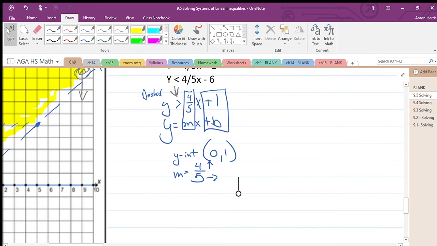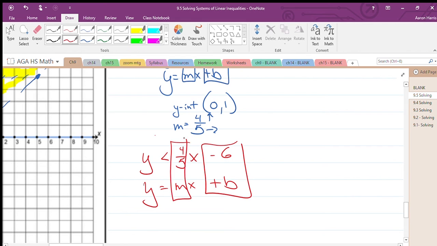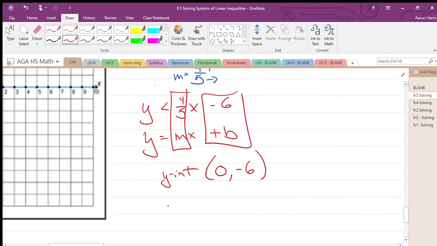I have y is less than 4 over 5x minus 6. So here we go. y equals mx plus b. My b is negative 6. My slope is still 4/5. So my y-intercept is what? 0, negative 6. My slope is what? 4 over 5. That means go up 4 to the right what? 5. So here we go.